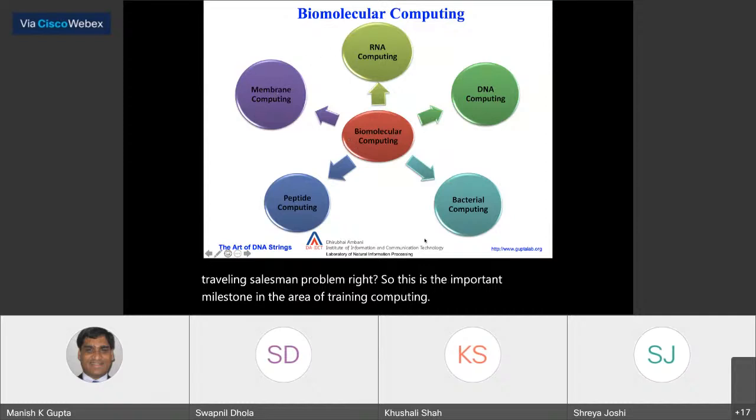Biomolecular computing can be divided into many branches, but mostly we can divide it into five. Membrane computing and peptide computing are mainly theoretical areas. Then we have RNA computing, DNA computing, and bacterial computing. A lot of experiments people are doing are in these three areas. So these are important areas.